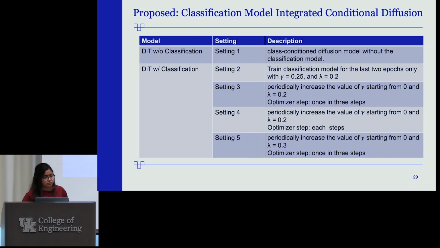And then for updating the classification weights, we only update the classification weight once in 3 steps of the diffusion process, and this is setting 3. And setting 4 is similar to setting 3, but in this case we update the classification parameters at each step of the diffusion process. And setting 5 is also similar to setting 3, but here, instead of 0.2, we use the value 0.3 for lambda. These are the 5 settings of our proposed model.